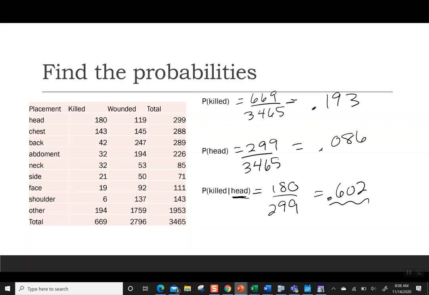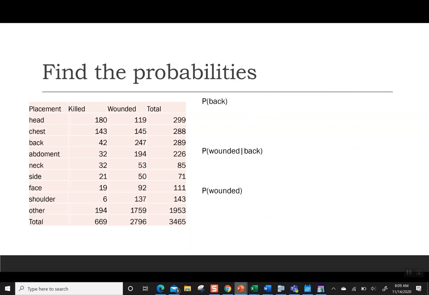So it says if you get shot in the head, more than 50% chance you're going to die, right? So a higher probability of death if you get shot in the head compared to the 0.193% if you just get shot, right? So the 0.193 says 19.3% of people die, but if you got shot in the head, you have a 60% chance of dying. Let's just compare to something else.